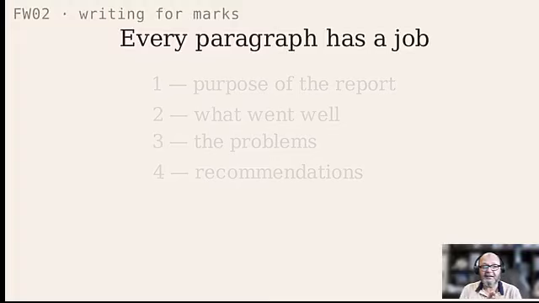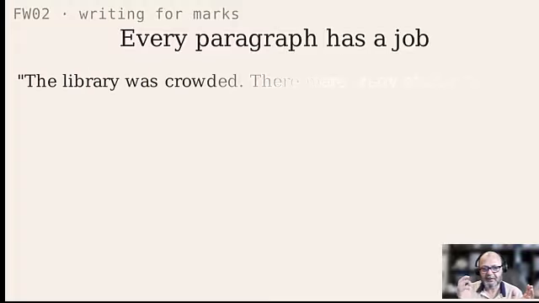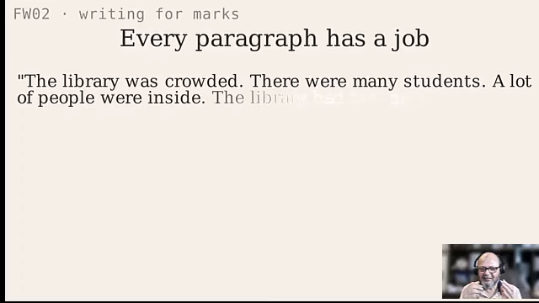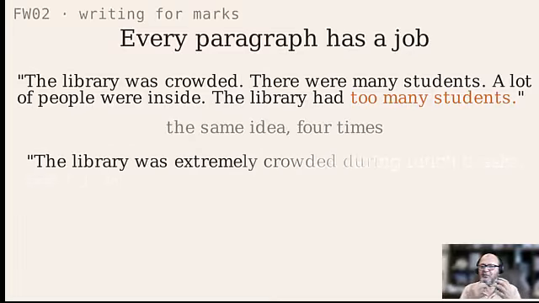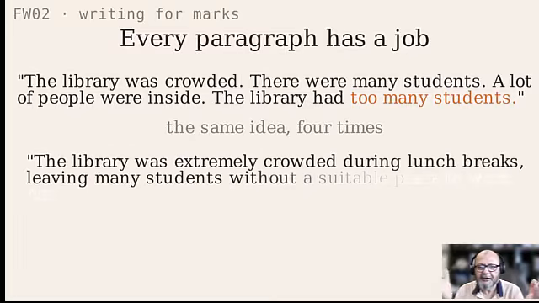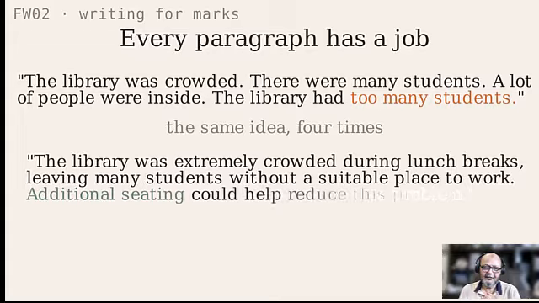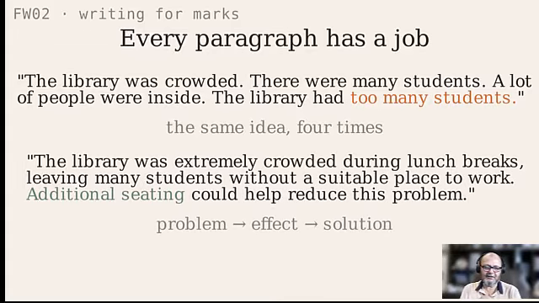So your paragraphs should also move forward. Listen to this. "The library was crowded. There were many students. A lot of people were inside. The library had too many students." What happened there? The writer repeated the same idea four times. Now listen to this version. "The library was extremely crowded during lunch breaks, leaving many students without a suitable place to work. Additional seating or a booking system for study tables could have reduced this problem." Better, right? So that is the kind of progression you want.